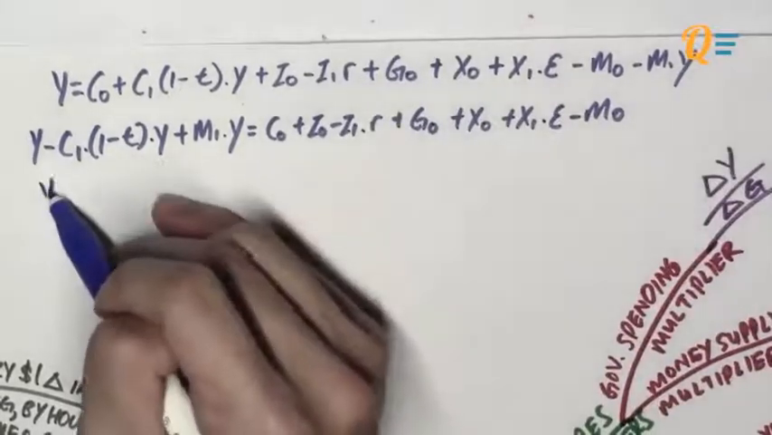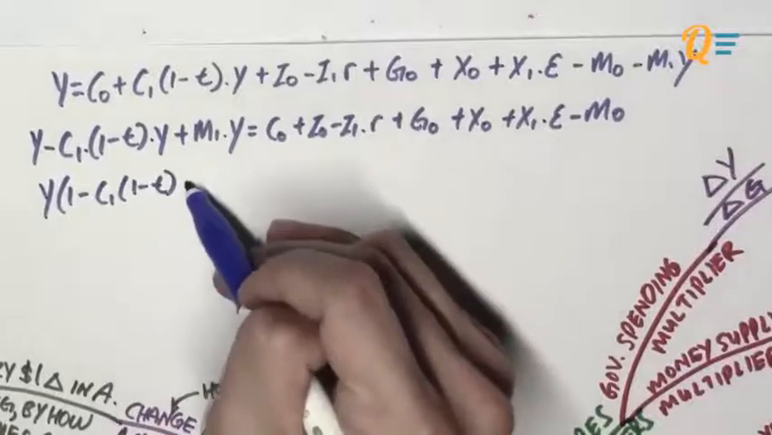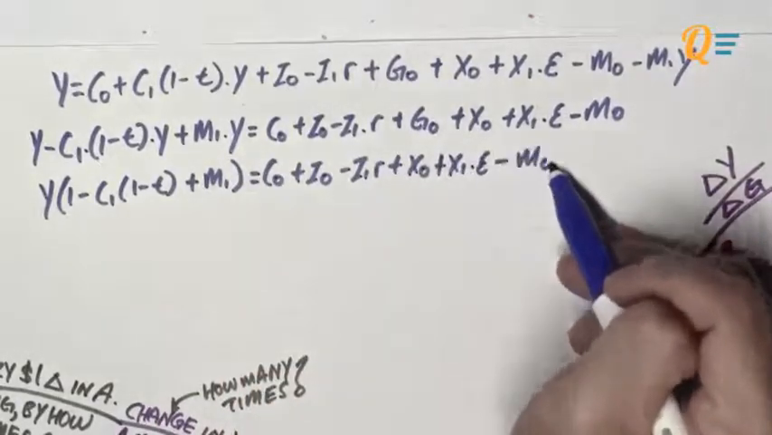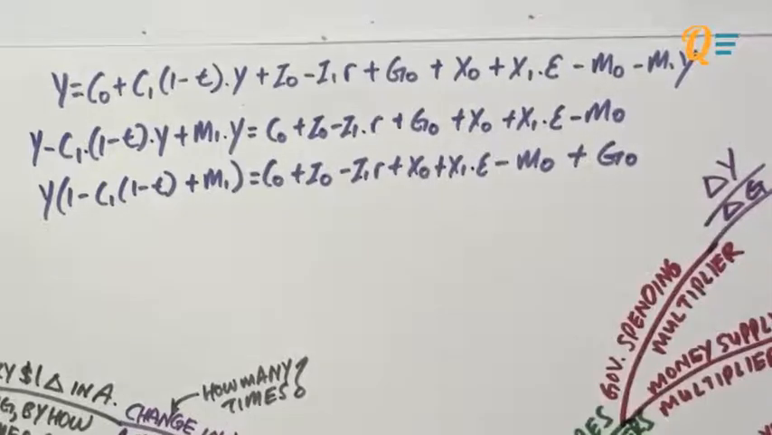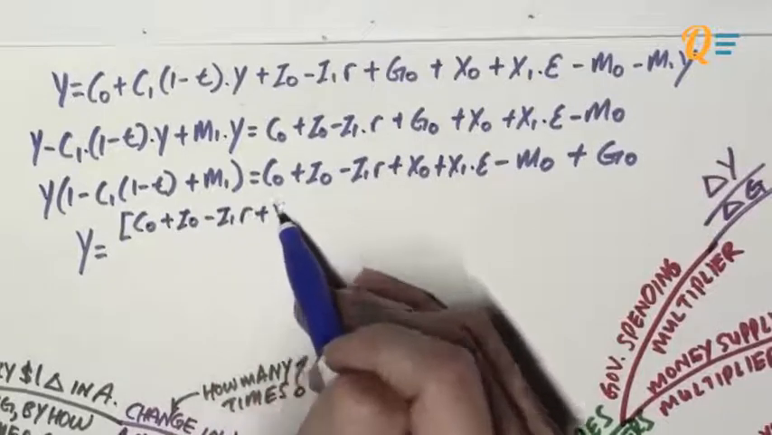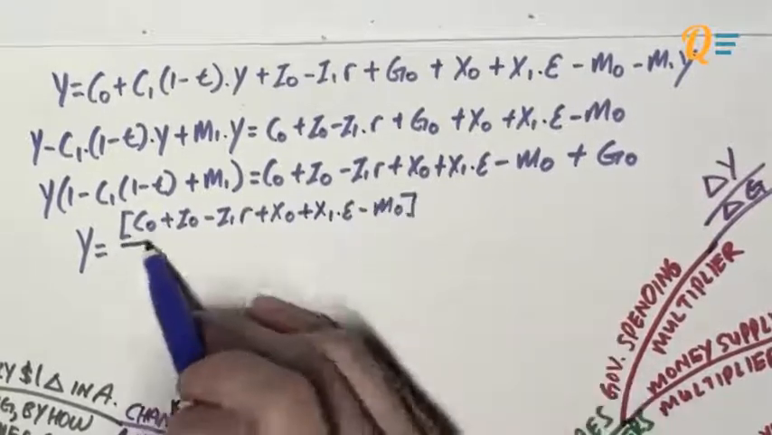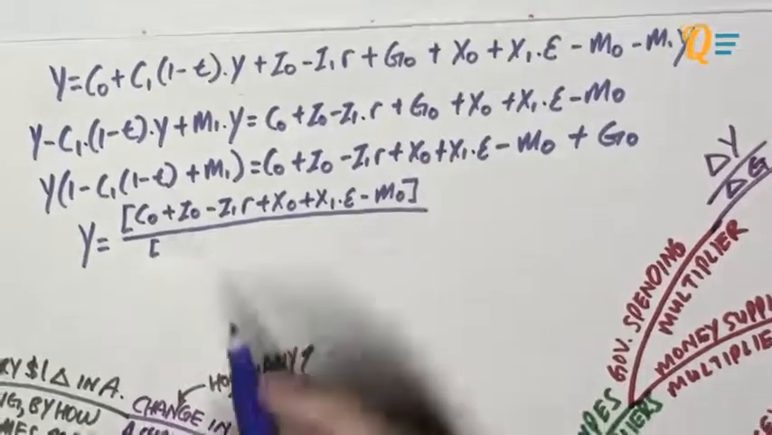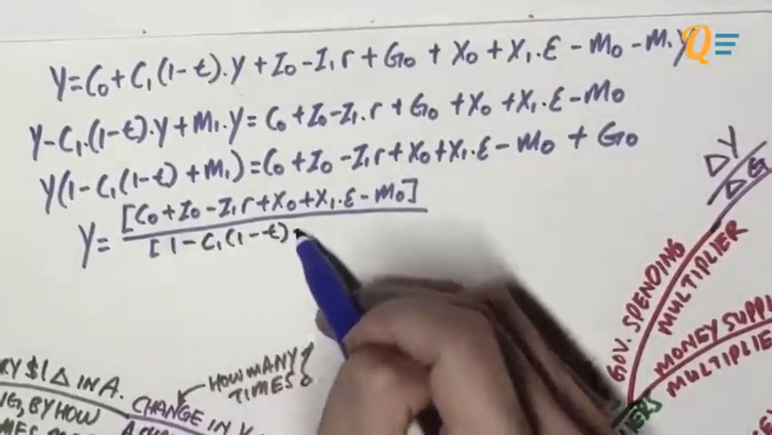This is actually step 2. You can see that I'm bringing all the Y related stuff to the left hand side, and I'm leaving all the non-Y stuff on the right hand side. I'm just going to bring G to the end. And what I'm going to do is isolate Y. I'm going to make Y the subject.